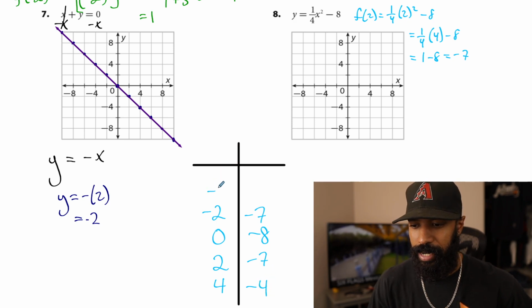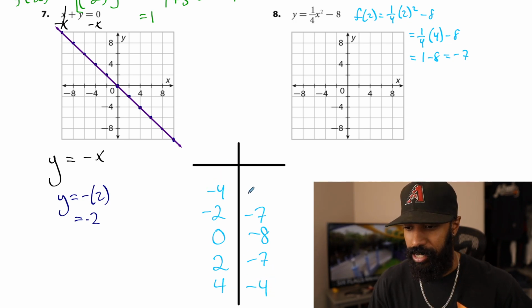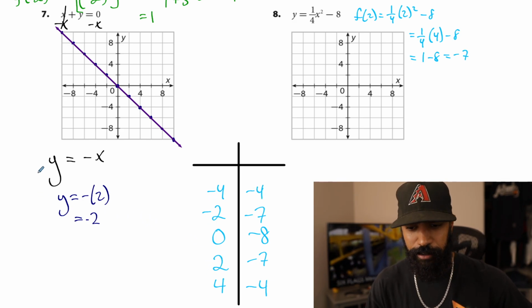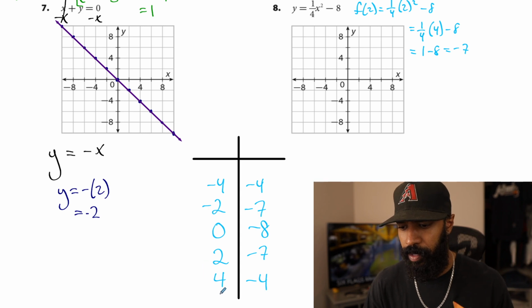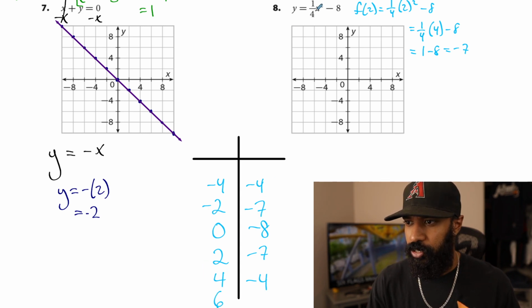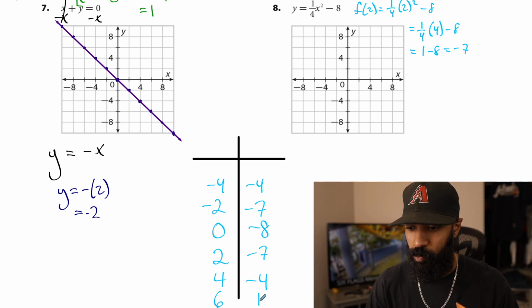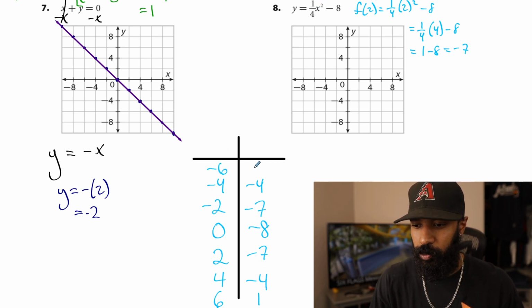So I'm going to go ahead and put a negative 4 here as well, and that should also give me negative 4, just like 4 did. Because I think I can fit some more points, I'm going to do just one more. I'm going to do 6. 6 squared is 36. Divided by 4 is 9. 9 minus 8 is 1. And negative 6 will also give me 1.